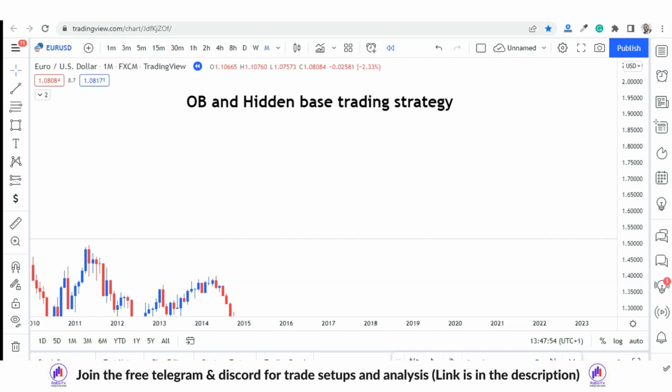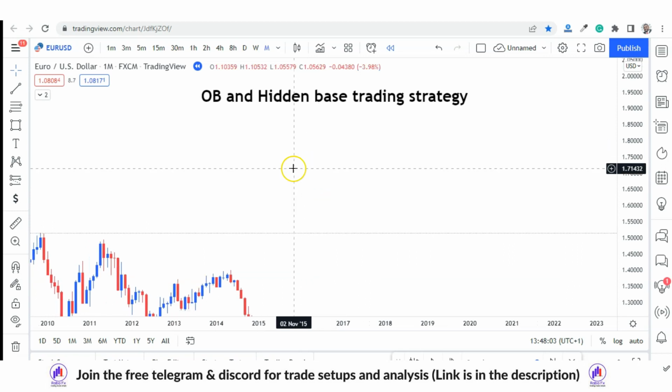Do not trade against the market, okay? Because if you do that, if you are more of a counter trader, it will reduce your win rate and it can hurt your ego as a trader.